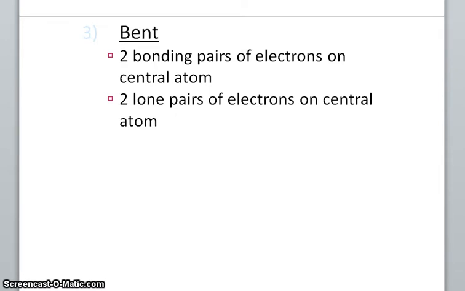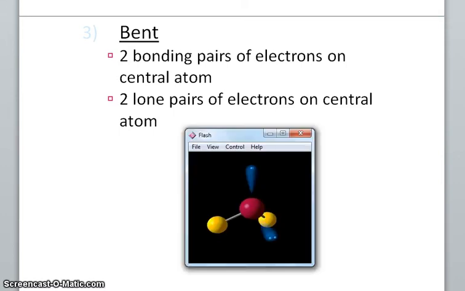If we remove another bonding pair of electrons in our tetrahedral electron geometry, and we have two bonding pairs of electrons and two lone pairs of electrons, our shape is now referred to as bent. So if we look at this model, there are four pairs of electrons around the central atom, two are bonding pairs, two are lone pairs. We're not going to see those electrons, they just occupy space. So if we look at the atoms and their arrangement in that molecule, we're going to get a bent molecular geometry.